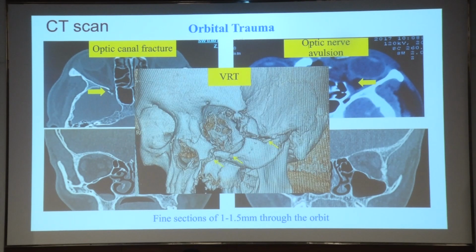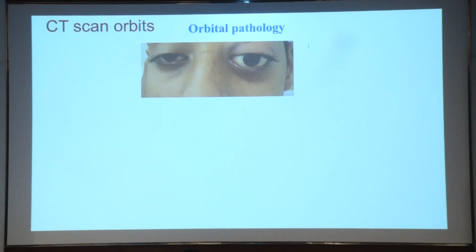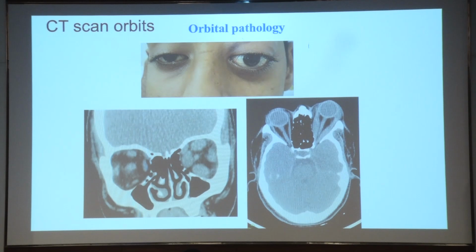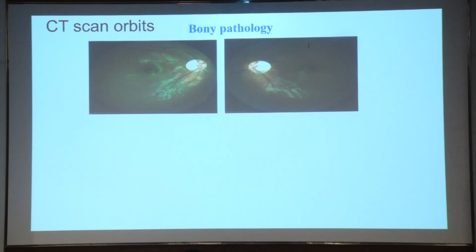Then you have newer techniques like volume rendering techniques. This gives a beautiful 3D reconstruction, a visual illustration of all these bony structures. So you see these fracture lines running around, and it gives you an idea about surgical planning and management. In orbital pathologies, we have a patient who presents with proptosis in the left eye. You do a simple CT and the diagnosis is glaring at you. You see the muscles are so hypertrophied and thick, so it's a case of thyroid eye disease.